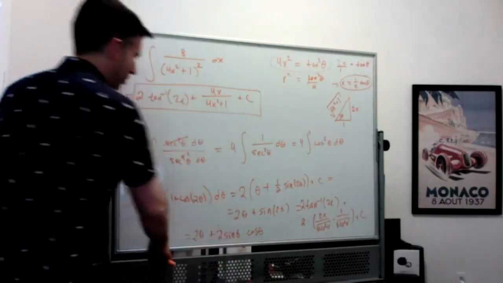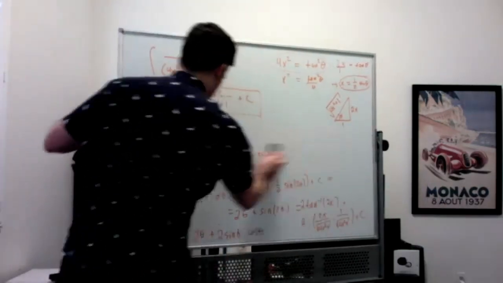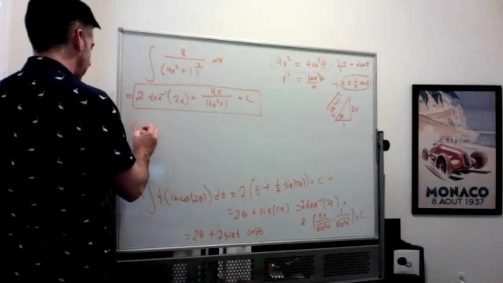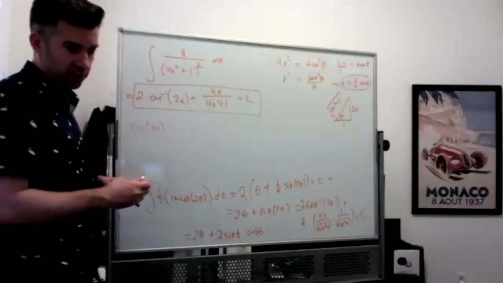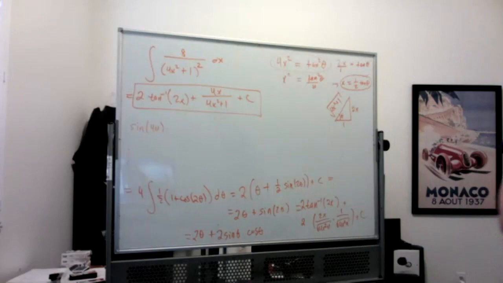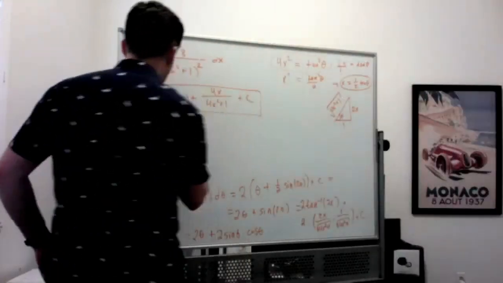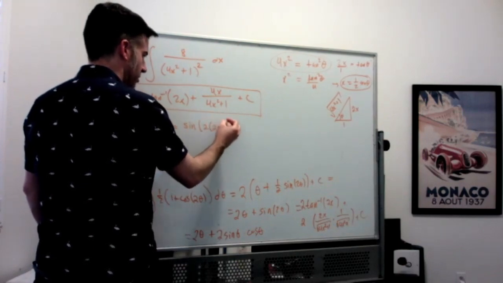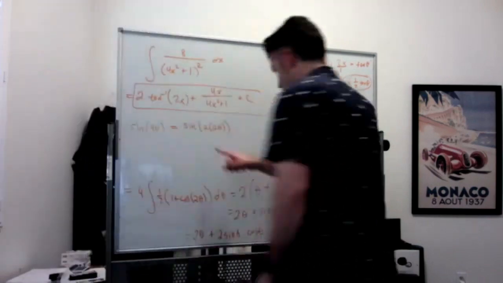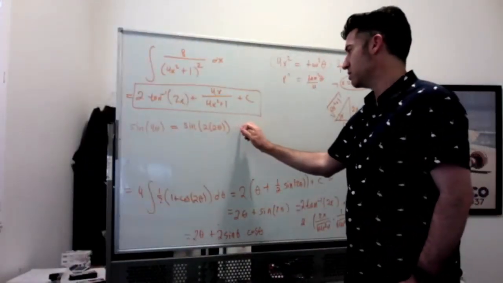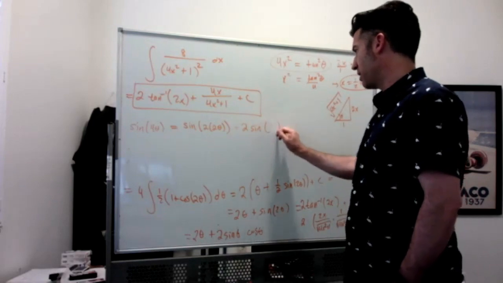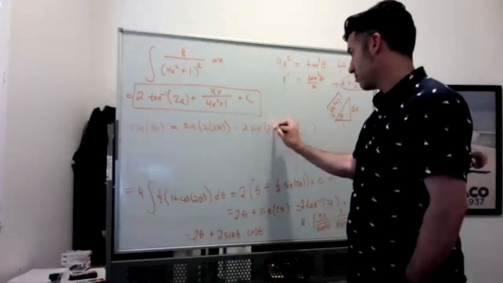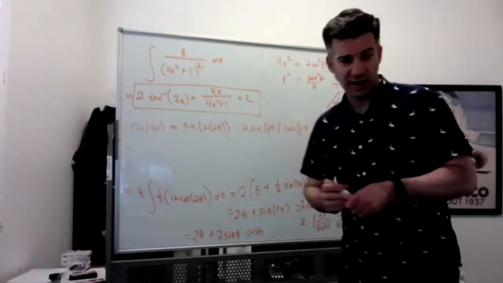I'll just point out, if in our answer, instead of this, our answer was sine of 4 theta, just for fun, then we would write that as sine of 2 times 2 theta. Sine of 2 times the thing is 2 times sine of the thing times cosine of the thing, where the thing in this case is 2 theta. And then we'd use the trig identities for each of those as well.